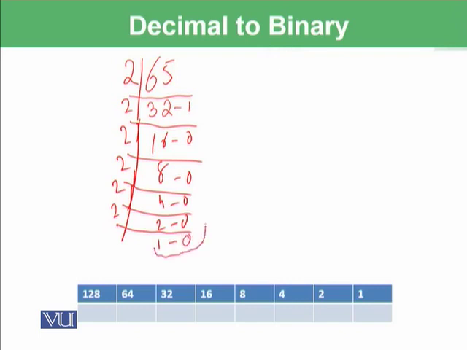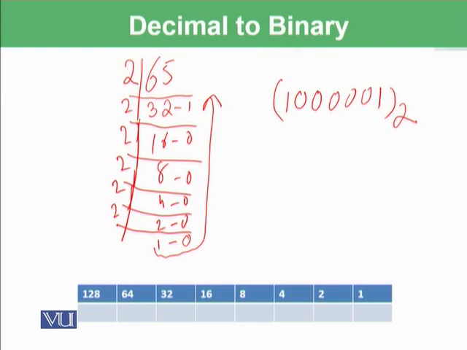And then you need to write from bottom to top. So 65 in binary would become 1 0 0 0 0 0, so we have 1, then 5 zeros, and then 1. So this will become the binary of 65. So if we want to store A in the drive, then we need to write 1 0 0 0 0 0 1.